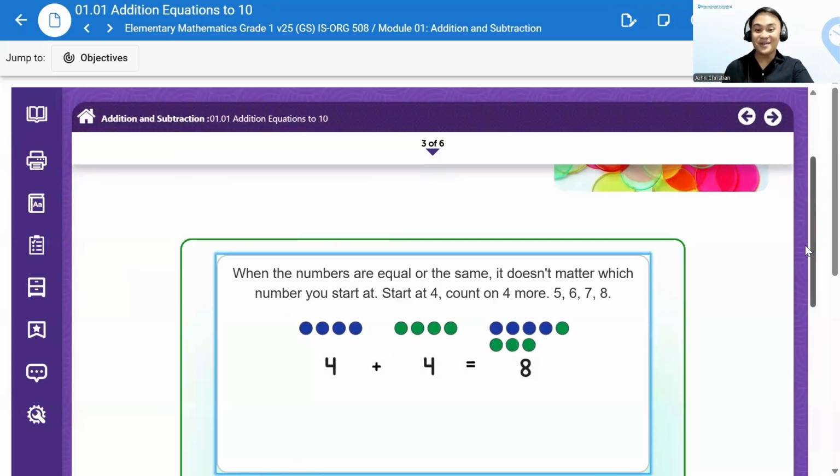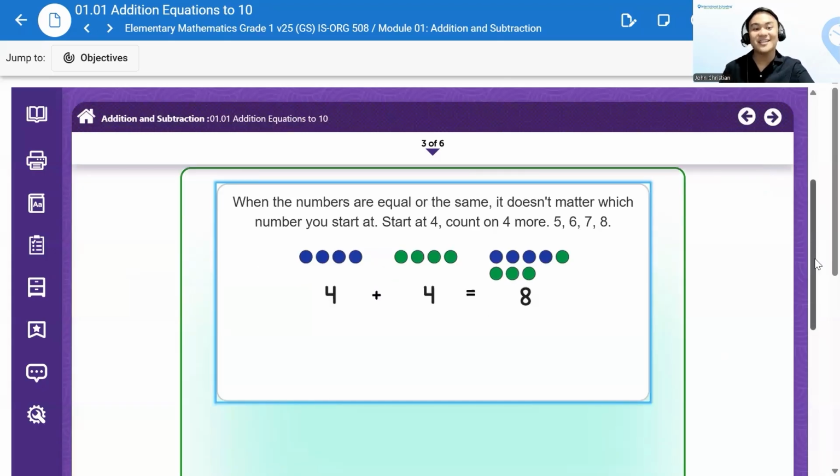Very good. When the numbers are equal or the same, it doesn't matter which number you start with. Start at 4, count on 4 more. So that will be 5, 6, 7, 8. The answer for this equation is 8. Very good, little mathematician. I'm very proud of you.